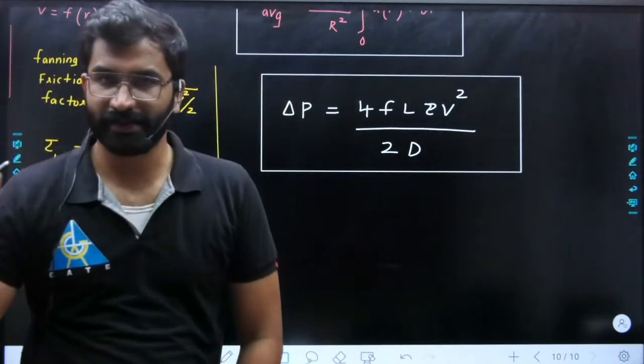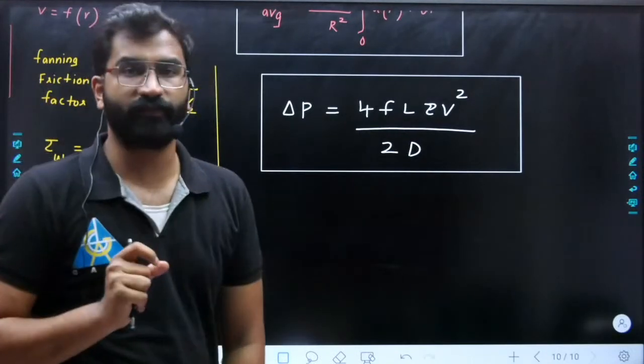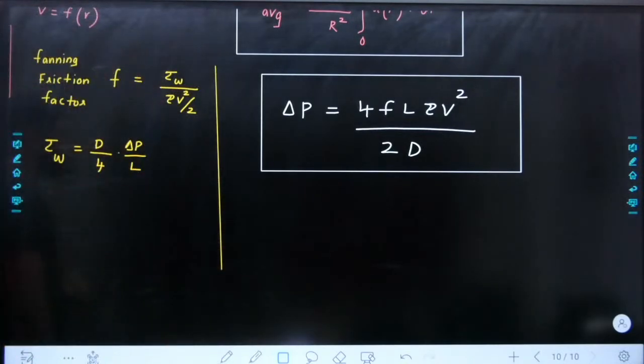लैमिनर के लिए भी यूज कर सकते हैं, टर्बुलेंट के लिए भी यूज कर सकते हैं, सर्कुलर के लिए यूज कर सकते हैं, नॉन सर्कुलर फ्लो सेक्शन, anything you can use this. Okay, so this is the basic equation for delta P.